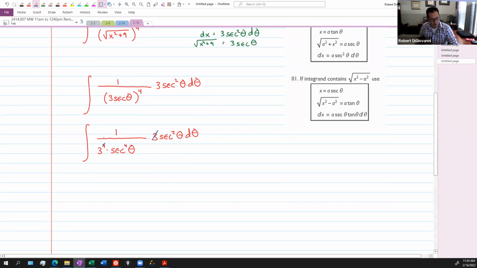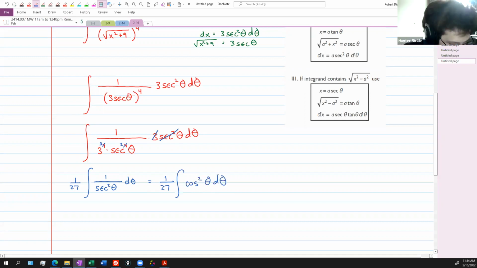One of these factors of 3 cancel. So I still have 3 cubed down here. 3 cubed is 27. I can pull 1 over 27 out. And then in terms of the secants, I've got 2 factors here, which will cancel with 2 of those there. That'll leave me 1 over secant squared, right? 1 over secant squared, which is really just cosine squared, right? Yeah, cosine squared. Yeah. And then we can use the same thing we just did a second ago.